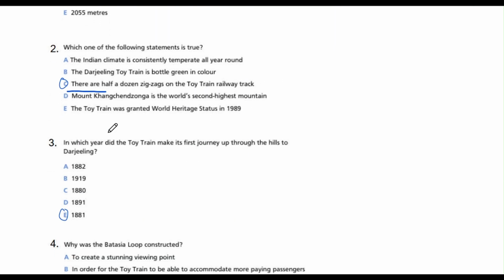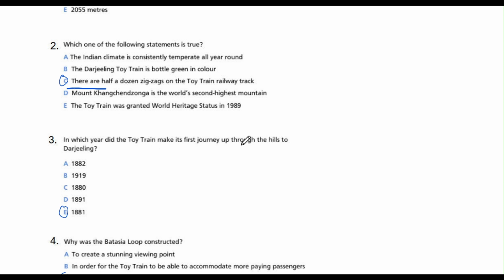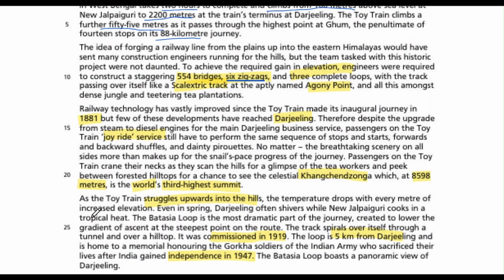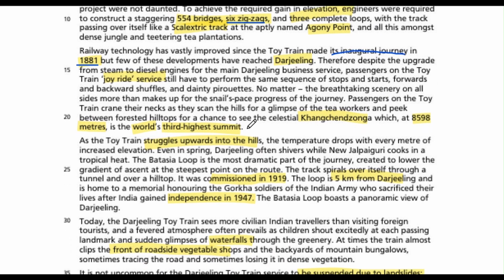Question 3. In which year did the toy train make its first journey up through the hills to Darjeeling? Your options are A, 1882, B, 1919, C, 1880, D, 1891, E, 1881. The correct answer here is E, 1881. The text says clearly that the toy train made its inaugural journey in 1881. The year 1919 is when a memorial was commissioned.